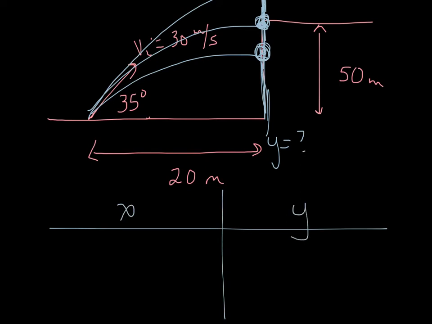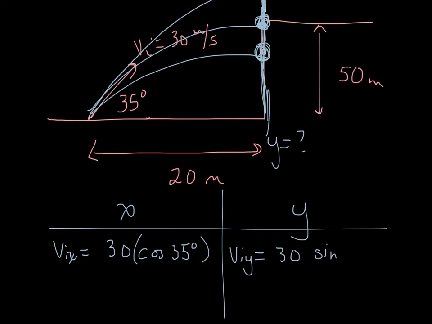In the x direction, VIX is VI times the cosine of theta. VIY is always VI times the sine of theta. X is cosine, sine is y. Again, if the angle is given here with respect to the horizontal, if you're given a vertical angle, if you're given the angle here instead of this angle here, you'd have to find the complement and use the horizontal. Always use the horizontal angle.